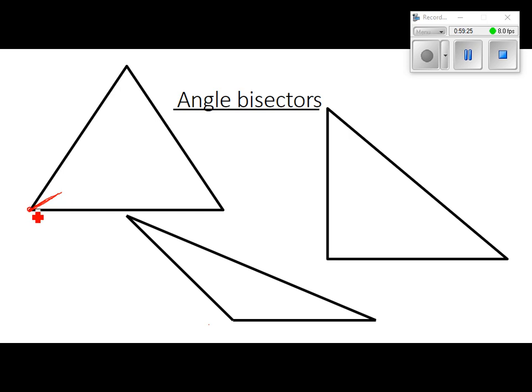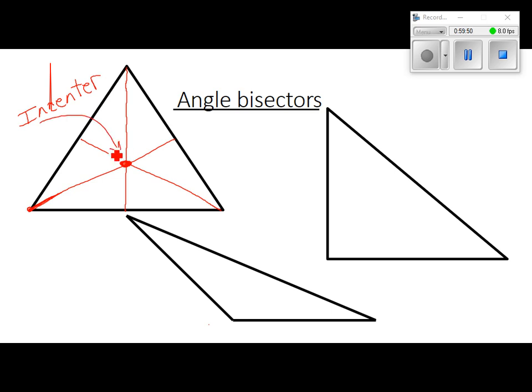So it's always going to start at an angle, and it's going to go to the other side somewhere. So just try to bisect each angle. Try to split each angle up in half. Again, mine's not drawn very well. Hopefully yours is better. Just splitting each angle up in half.